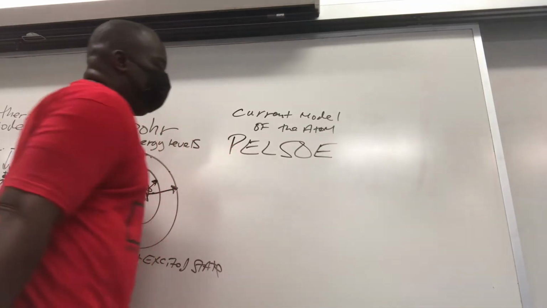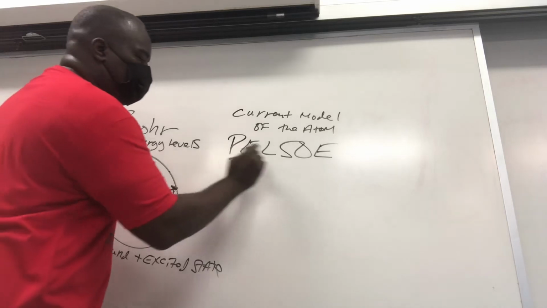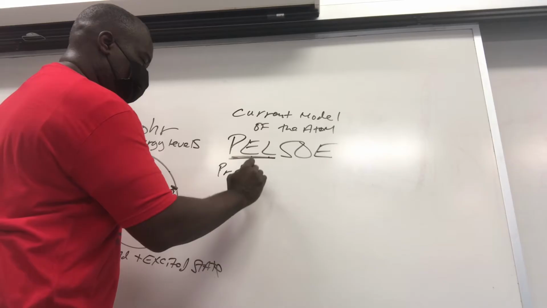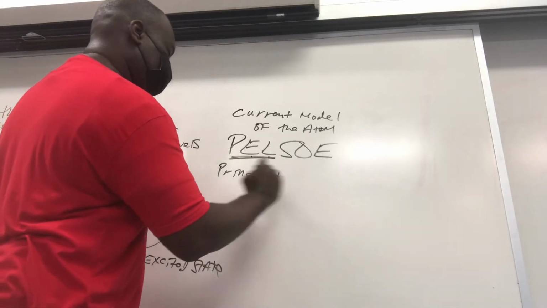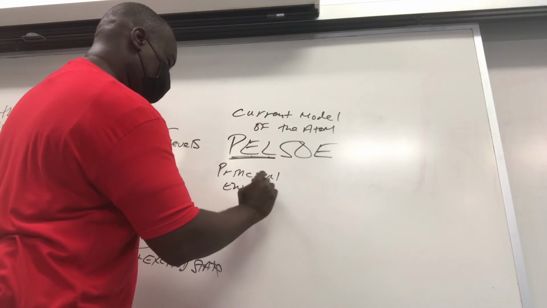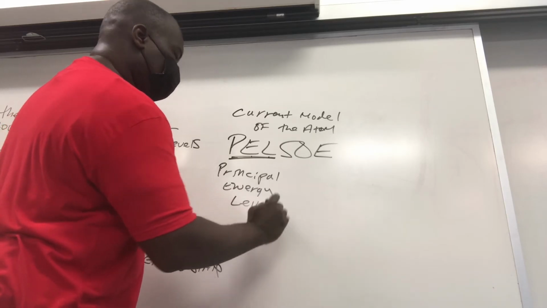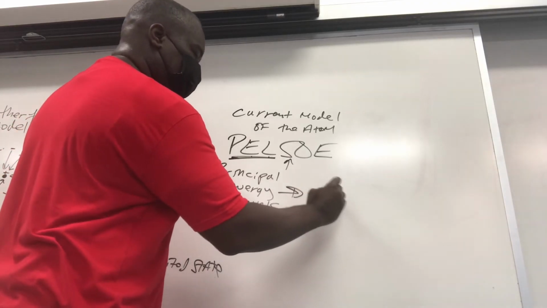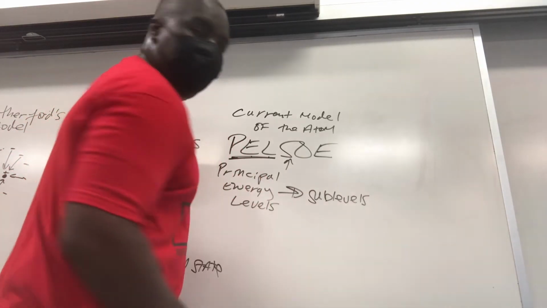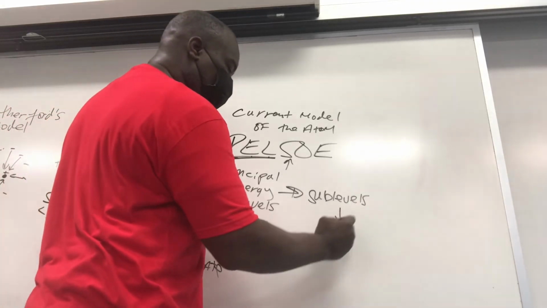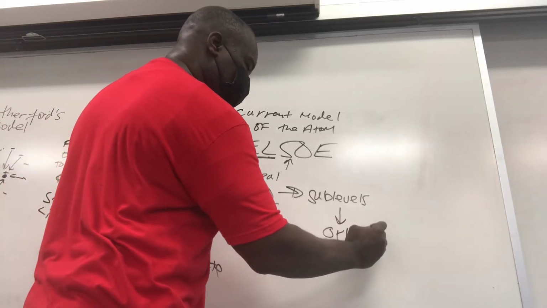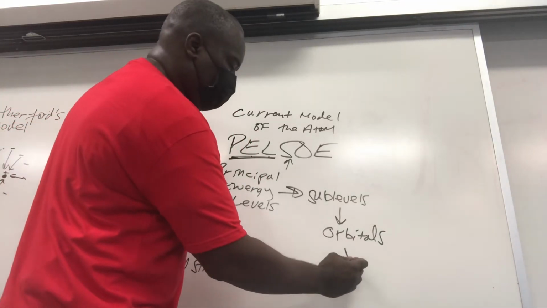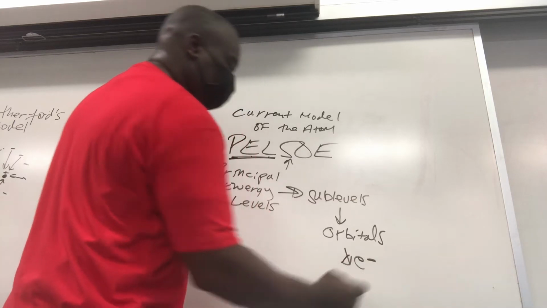The current model of the atom has principal energy levels. That's PEL. Principal energy levels, right? Within those principal energy levels, there's something called sublevels. Within those sublevels, there's something called orbitals. Now, this is what you have to know, guys. You have to know the definition of orbitals. Within those orbitals, there are electrons.